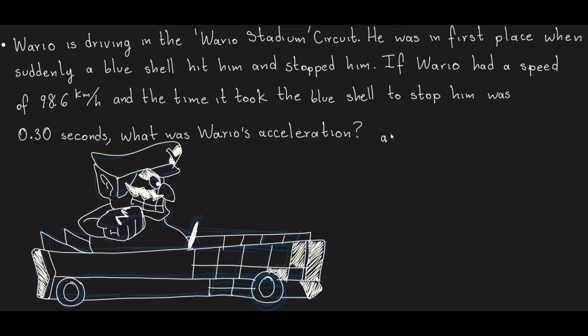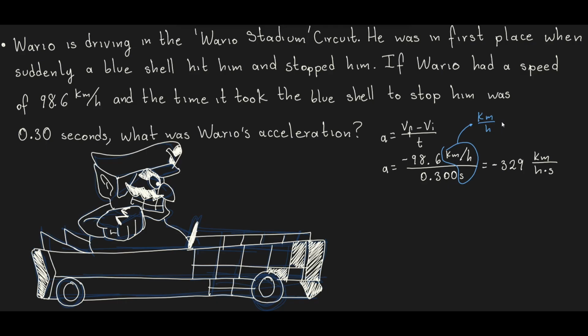To solve this problem, we need to get a from the equation a equals final speed minus initial speed over time. We substitute the values given in the problem and solve for a. Then a equals negative 98.6 km per hour over 0.3 seconds, which is negative 329 km per hour second.